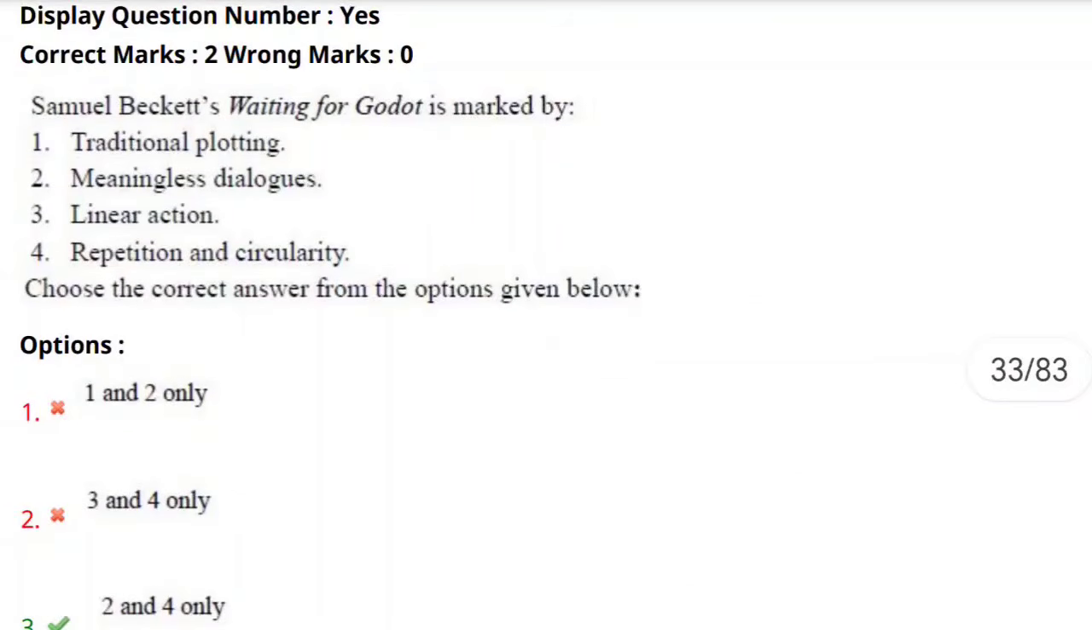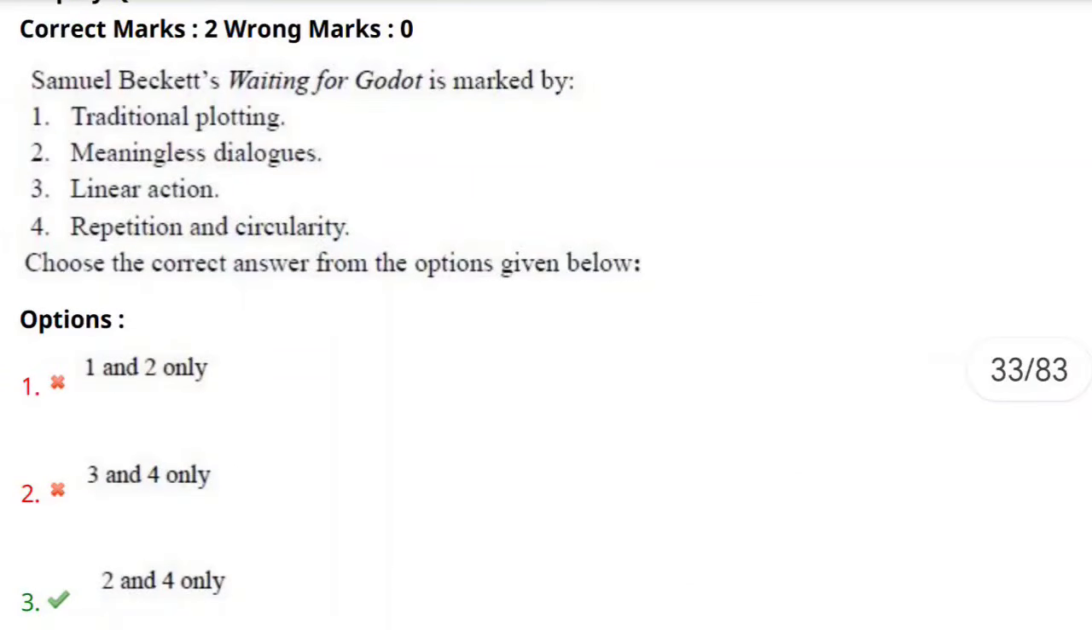Let's look at the second question. Samuel Beckett's Waiting for Godot is marked by: and here they gave us options: traditional plotting, meaningless dialogues, linear action, repetition and circularity. Choose the correct answer from the options given below. Here they are asking us to choose two options which are relevant to Samuel Beckett's Waiting for Godot.